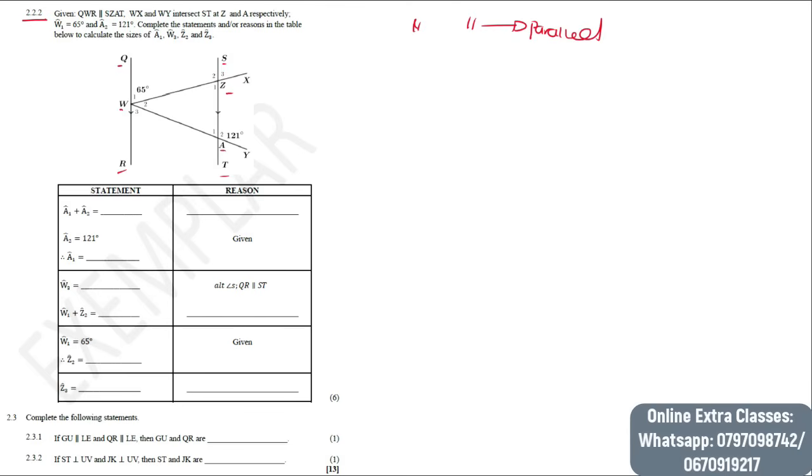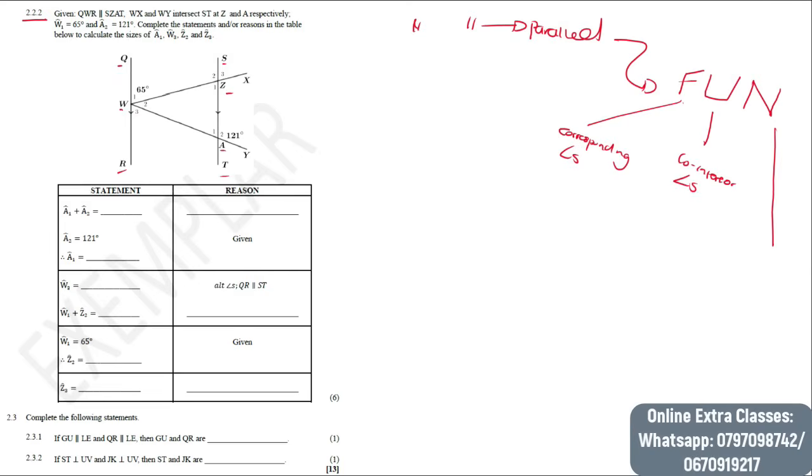And guys, whenever we are dealing with parallel lines, we need to think of the FUN concept. If it's an F, we know that we'll be talking about corresponding angles. If it's a U, we'll be talking about co-interior angles. And if it's a Z or an N, we'll be talking about alternating angles, right? So if it's corresponding, what does that mean?